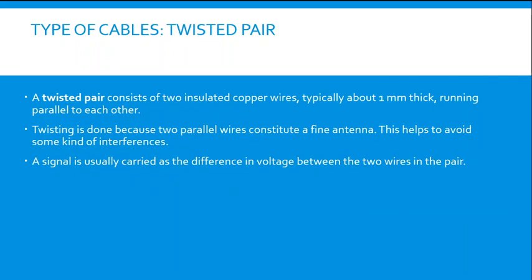So we have the type of twisted pairs. It consists of two insulated copper wires. It is typically about 1 millimeter thick. They run parallel to each other. It is done this way because the two wires are twisted like a fine antenna, and this helps to avoid some kind of interference to our twisted pair cables. The signal is usually carried as a difference in voltage between the two wires in the pair. That's why it's called twisted pair.